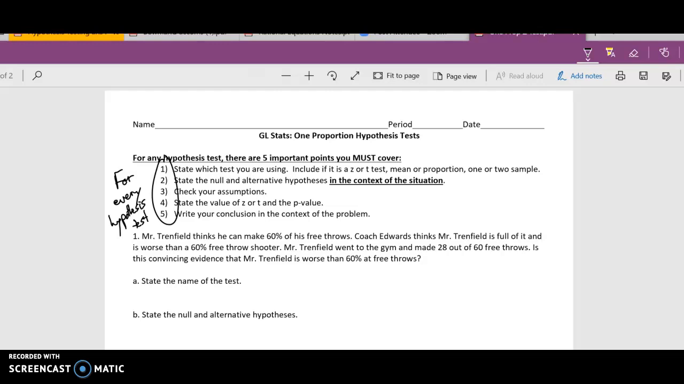We're going to state the null and alternative hypothesis in the context of the situation. We're going to check our assumptions, state the value of Z or T, and the p-value. For this, we're going to use the bookmarked site under Blend for today. That's called one prop Z test. And then write our conclusion in context of the problem.